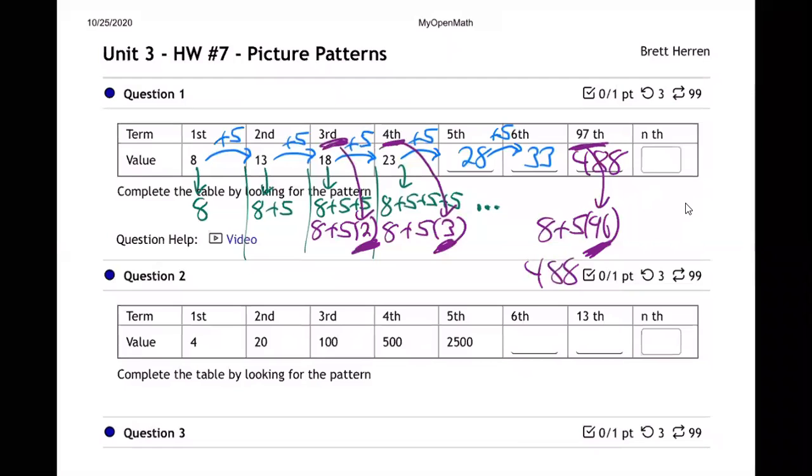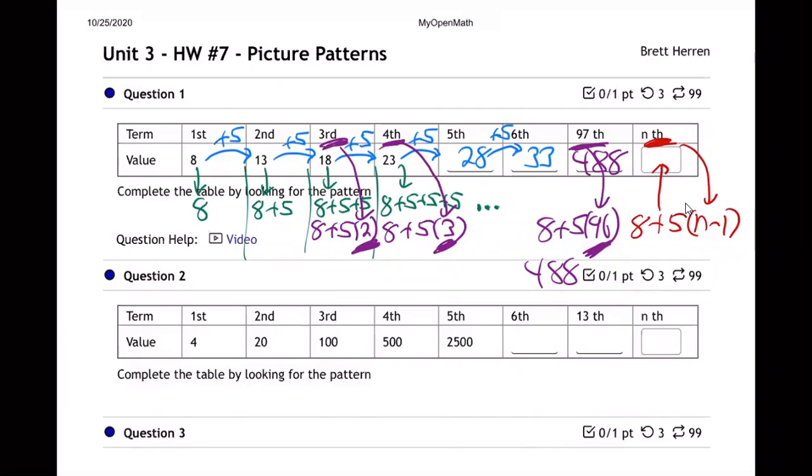Now, let's do the same thing with n. So for n, it's going to be 8 plus 5 times n minus 1, isn't it? Does that make sense? Everybody see that pattern? Whatever the starting number, you put 1 lower than that. So if it's n, it's n minus 1. That's what they want you to put in that box right there. 8 plus 5 times n minus 1.